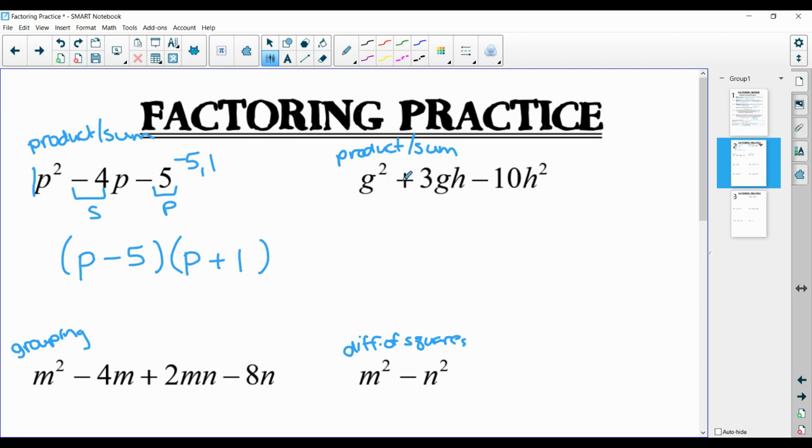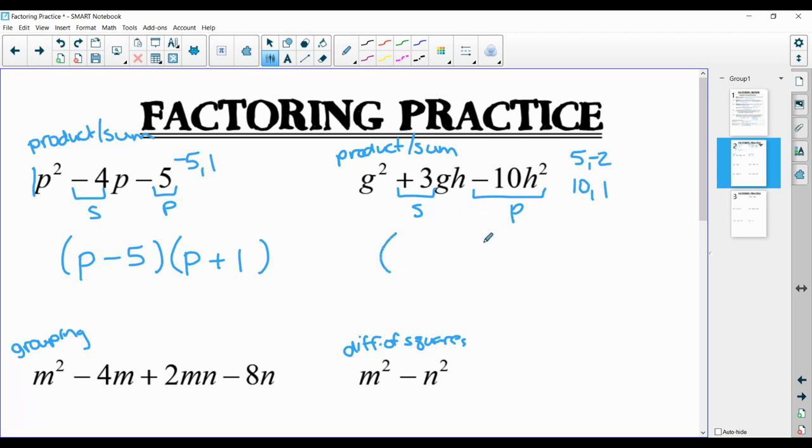For the next one here, I've got g squared plus 3gh minus 10h squared. So I'm looking for 2 numbers that multiply to be negative 10h squared and add to be positive 3gh. So off to the side, I'm going to factor 10. I've got 5 and 2 and 10 and 1. And I want 2 numbers that are going to multiply to be negative 10 and add to a positive 3. Negative 10 means, again, my signs will be opposite, and a positive 3 means my smaller number will be negative.